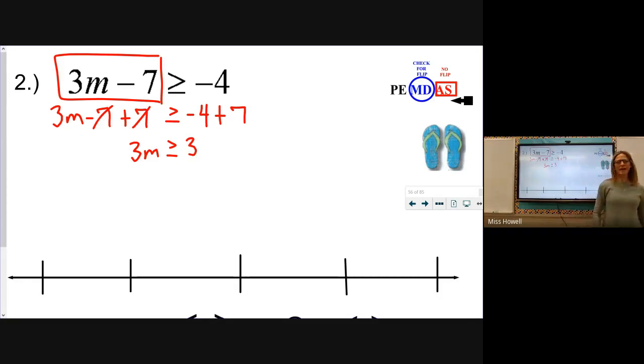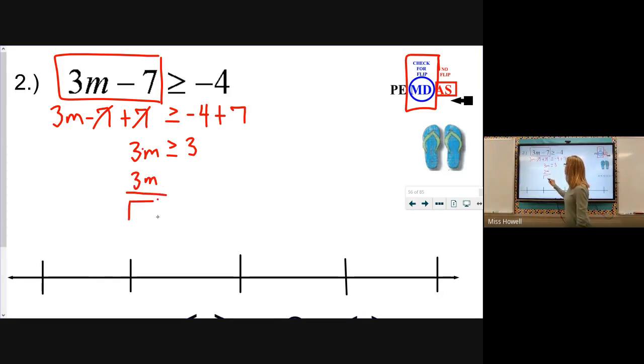Our next step is going to be looking for multiplication and division. That's when I have to check to see if it's a flip, no flip, so be careful. Since this is a multiply right now, our inverse operation would be to divide. Whatever number we put here, that's the one we're dividing by. That's our flip, no flip number. If it's a positive, no flip. If it's a negative, on this step, we have to flip the greater than or equal to a less than or equal to, so be careful.